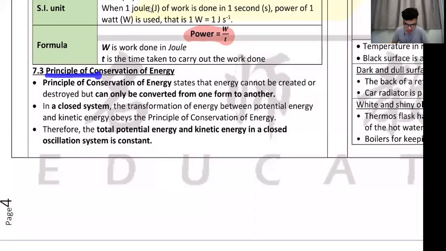So this is called prinsip keabadian tenaga. Okay, what does it mean? I've mentioned this a million times. In a closed system, dalam sistem tertutup, that means in a closed system, no energy going in and out, energy will not be lost. You cannot create energy. You cannot destroy energy. You can only convert energy. You know this, right? I'm sure you remember this, right?